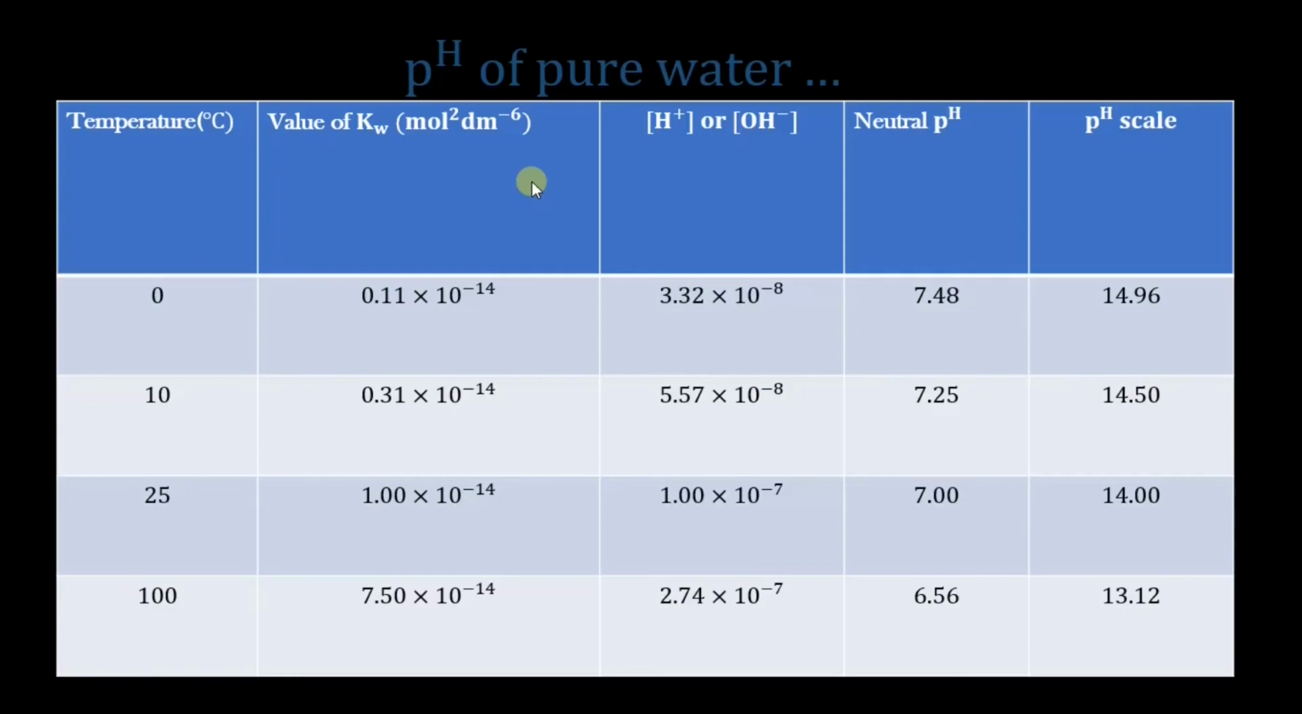You look at 0 degrees Celsius, the Kw is 1.1 exponent -15 moles squared decimeter per -6, and the molar concentration of hydrogen ions or hydroxyl ions, which is X, is given by the root of Kw. You can put that in your calculator. You have 0.11 exponent -14 root, and that would give us 3.3166 exponent -8, which is roughly 3.32 exponent -8. That would be the molar concentration of hydrogen ions or the molar concentration of hydroxyl ions.